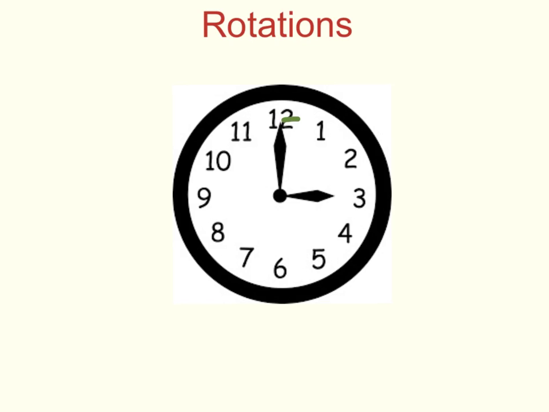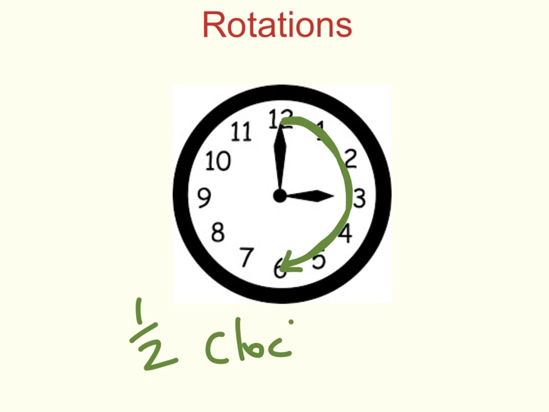If we start at the 12 and move to the 6, that's a half turn because it went halfway around, and that's clockwise. So clockwise is a phrase that means the direction that a clock would move.